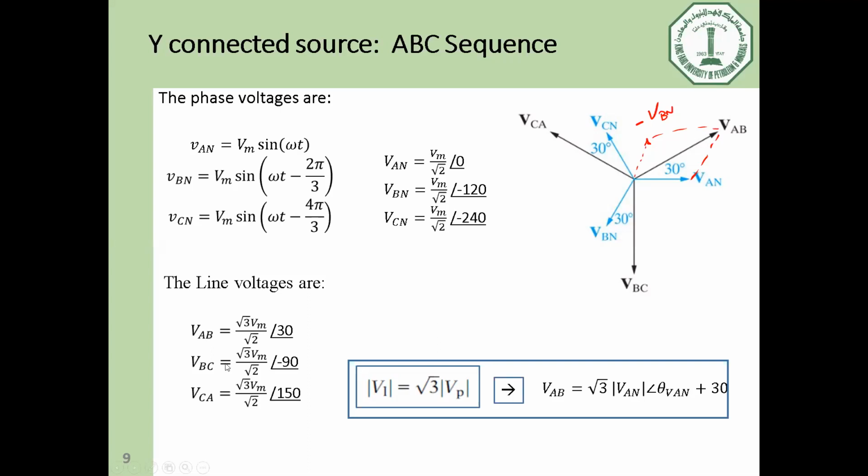So the result will be square root of 3 multiplied by V maximum divided by square root of 2, which is V phase magnitude, and the angle equal to minus 120 plus 30, which is minus 90 degrees.